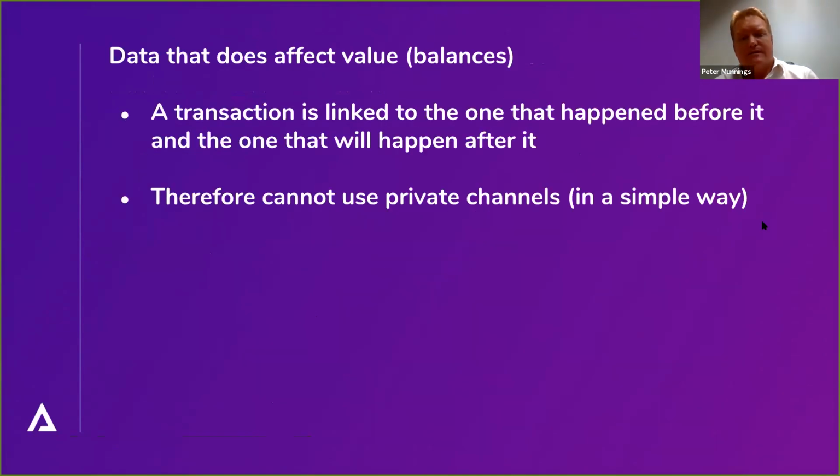Now, data that does affect value, or the balances on the blockchain, this is a bit more interesting, and I want to explore a little bit around this. And this is really where the meat of the talk is today, the webinar. Every transaction, in terms of the value of that transaction, the balances, the transaction amounts, is linked to the one that happened before it, and it will be linked to the one that happened after it. So transactions are linked together. Therefore, it's very difficult to use private channels to do value transfer or to keep value transfer private from the rest of the network in a simple way. And I'll explain why now.